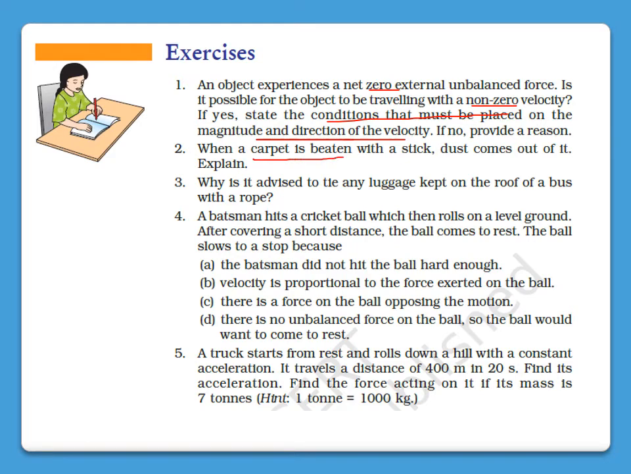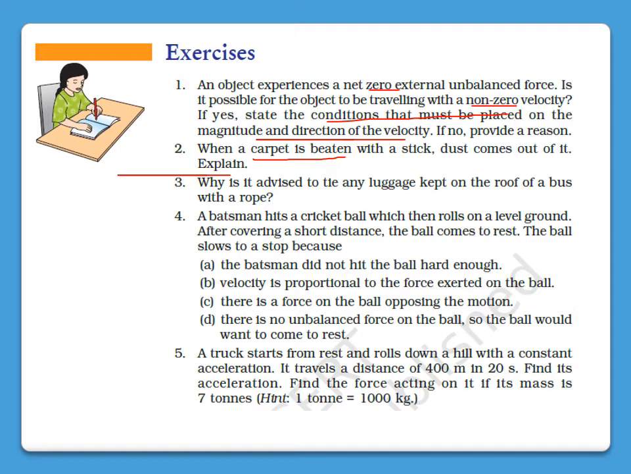When a carpet is beaten with a stick, dust comes out of it. Why? Explain. Okay. When the carpet is beaten with the stick, dust comes out of it because the inertia of the dust particles resists the change in the position of the dust particles. So the forward motion of the carpet applies a force in the backward direction and the dust particles come out. Okay, so this was the answer of the second question.